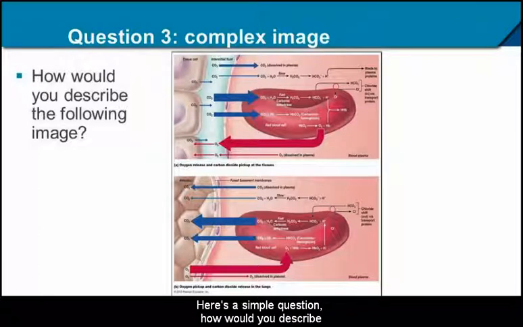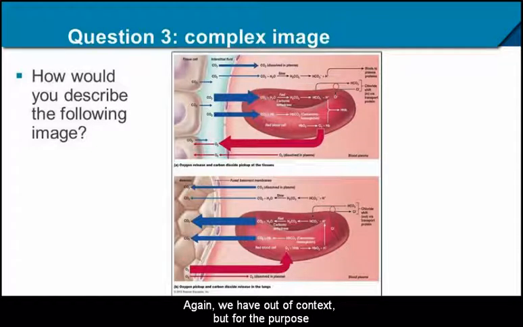Well, here's a simple question. How would you describe the following image? And boy, what an image. This obviously is quite complex, and this falls into the category of sometimes you just can't avoid writing very long alt text or long descriptions. There's a lot of information in these images.